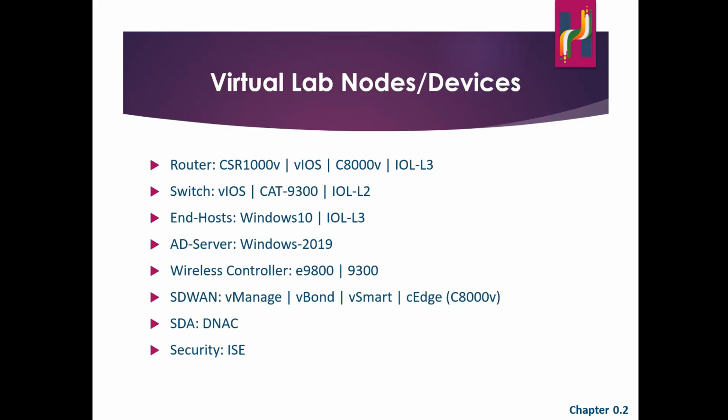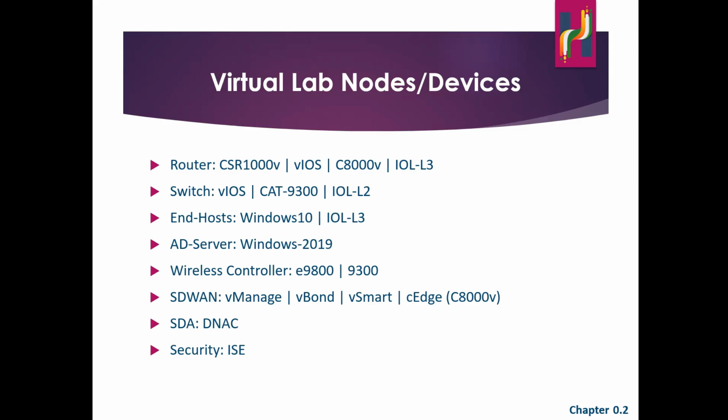Okay, so inside the lab, what we are going to see are the routers that are CSR 1000V, vIOS, C8000V, and IOL L3 image. Switch vIOS L2 image for IOL, and also Cat 9300. This is the most important image and a very heavy image. Okay, and we are going to sync this image into the DNACs and so on.